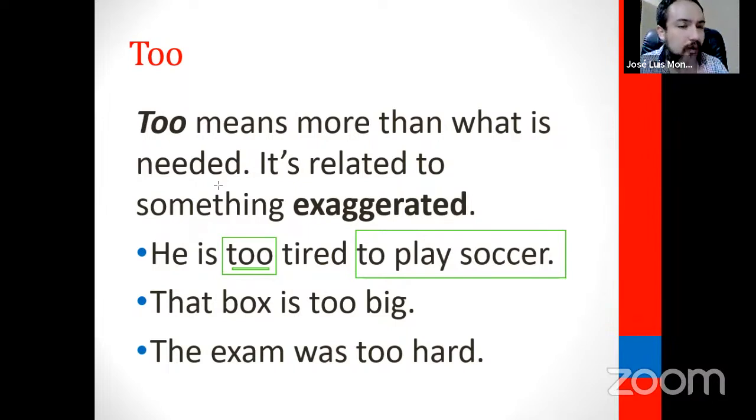So what do you say? What affirmative sentence can you give me with too, but that has a negative meaning because it's exaggeration and it's not going to let that person do that extra thing?